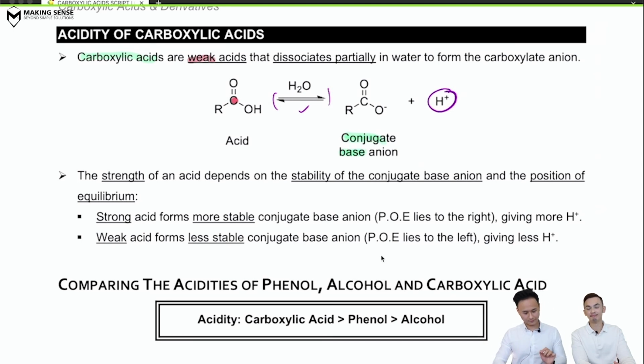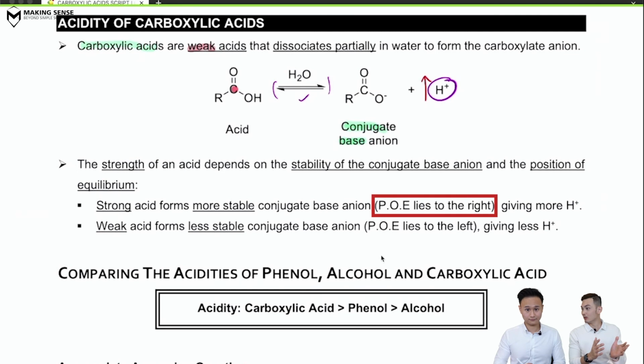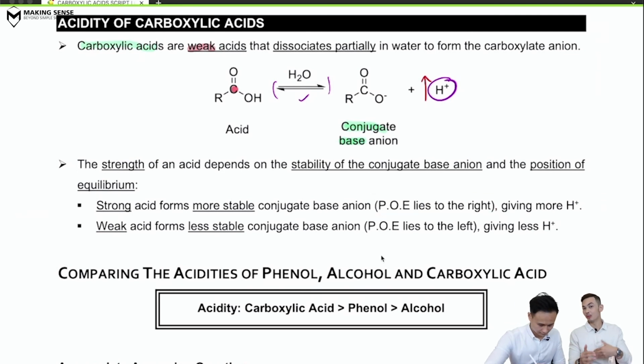Now, Mr. William, if I want to have a strong acid, do you think my position of equilibrium should be favored to the right or to the left? If you want a strong acid, I think the first thing is you're going to produce a lot of H+, right? So to produce a lot of H+, what you require is the position of equilibrium to be more favored towards the right-hand side, right? And that's why it becomes a stronger acid in nature.